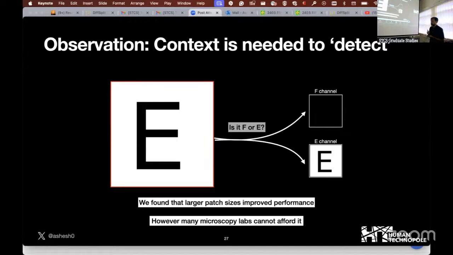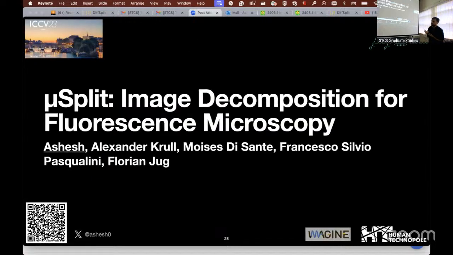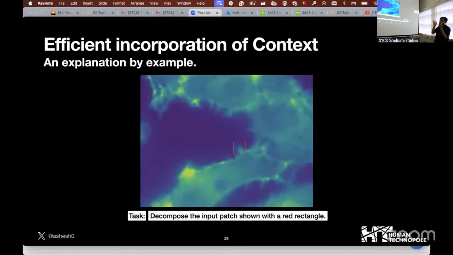But the problem here is that larger patch sizes means larger GPU consumption, and most microscopy labs cannot afford it. And so this was our first work, µSplit, where we tried to incorporate this notion of spatial context in a GPU efficient way to solve this task of image decomposition. So I will, let's say, try to explain this idea by an example.